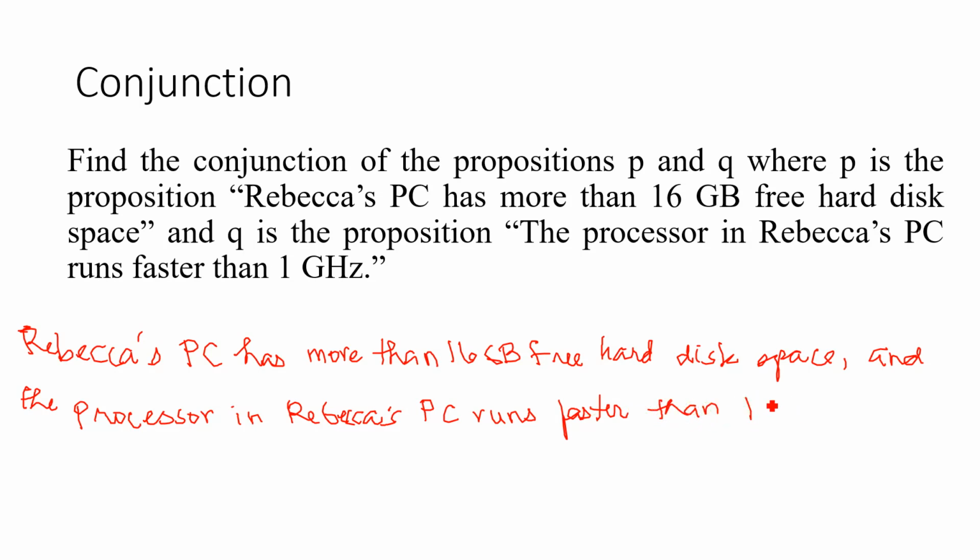This conjunction can be expressed more simply. We could have: Rebecca's PC has more than 16 gig free hard disk space, and its processor runs faster than 1 gigahertz. So we could have the simpler one.